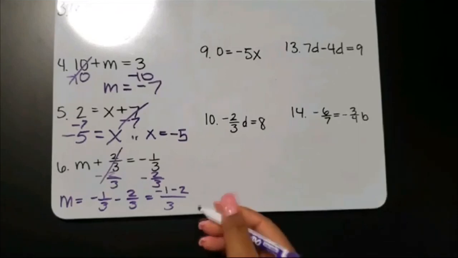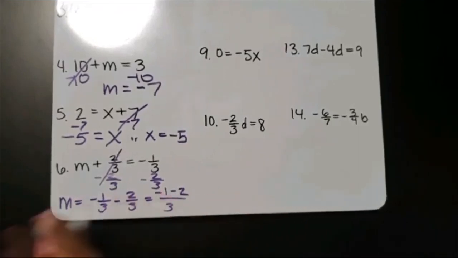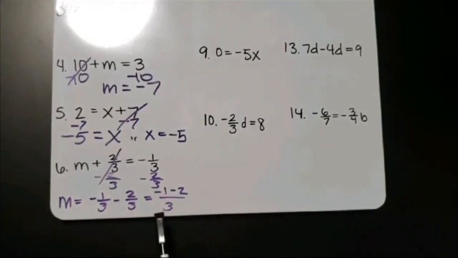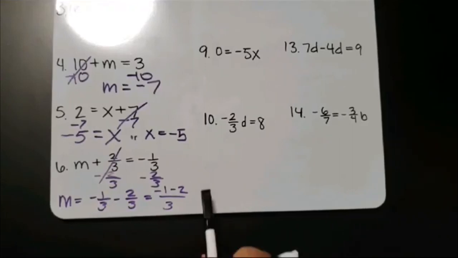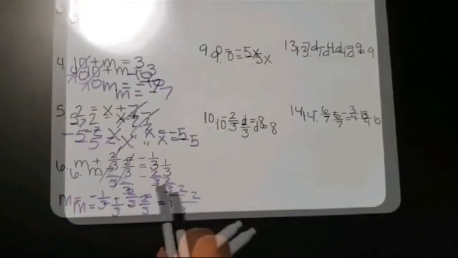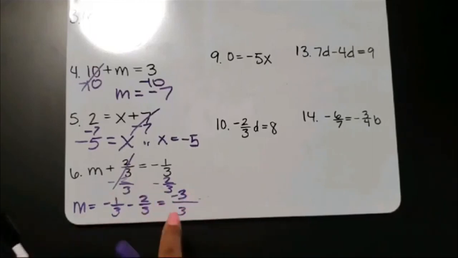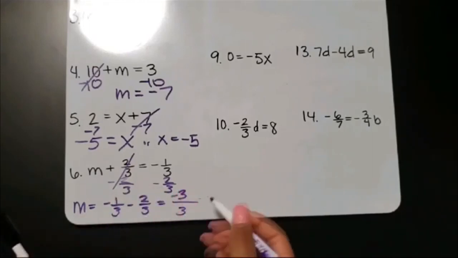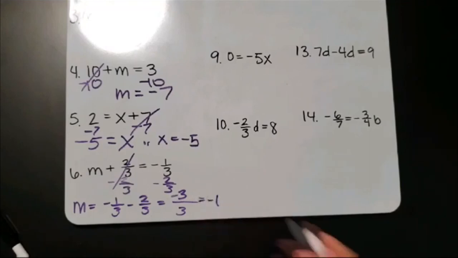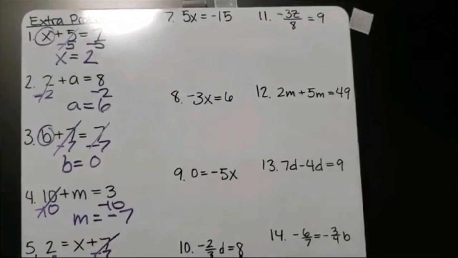So negative 1 minus 2 is negative 3, right? And negative 3 divided by 3 is negative 1. So let's look at number 7.